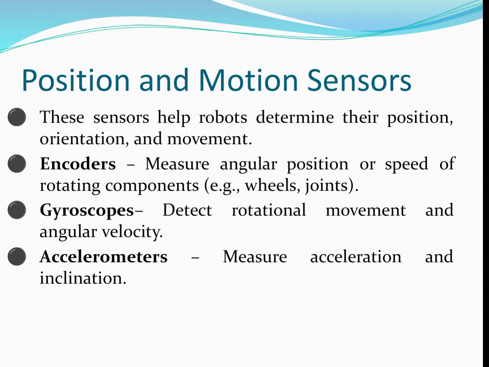Now let us see position and motion sensors. These sensors help robots to detect position, orientation, and movements. Examples of position sensors are encoders, gyroscope, and accelerometer. The encoder measures the angular position or speed of rotating components. Encoders are used in wheels and different types of joints for measuring angular positions.